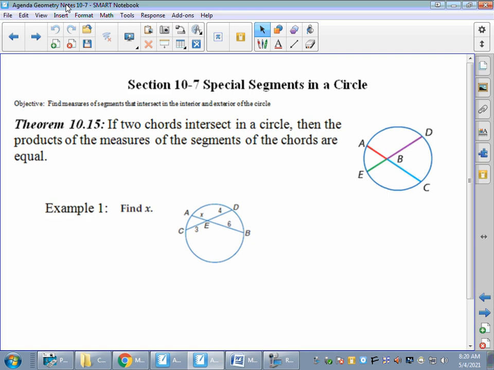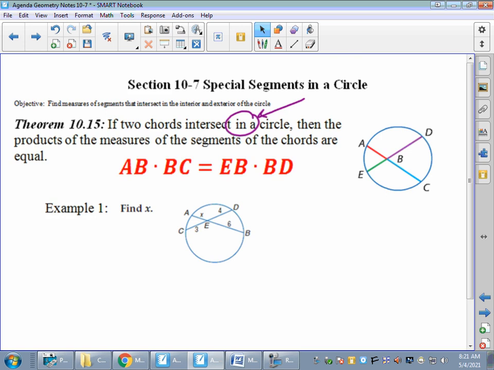So the first theorem says if two chords intersect in a circle. Please notice it's important that we see, just like we talked about in section 10.6, they intersect inside the circle. If you notice on my example here on the right-hand side, chord DE and chord AC intersect at point B, and point B is inside the circle. So that's what it looks like. If those two chords intersect inside the circle, then the products of the measures of the segments of the chords are equal. So multiply its products, right?